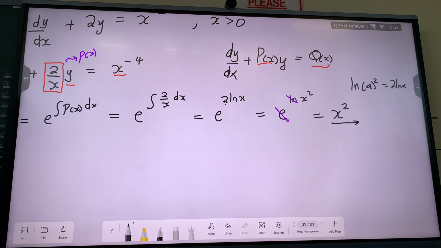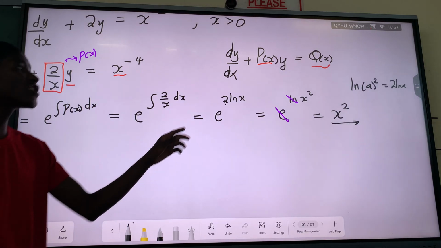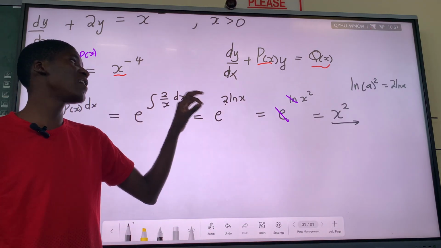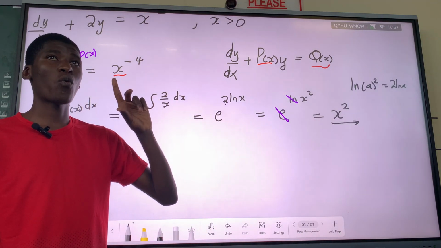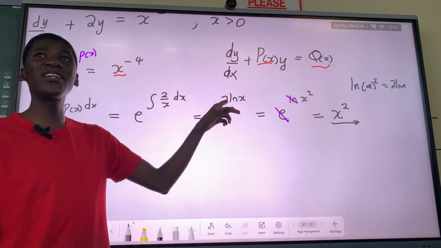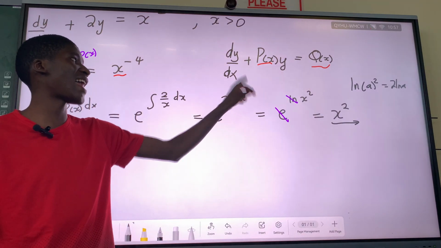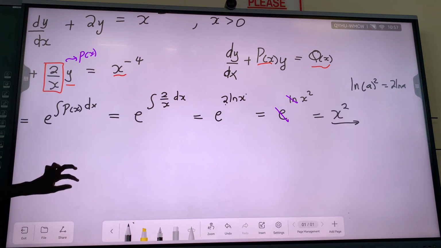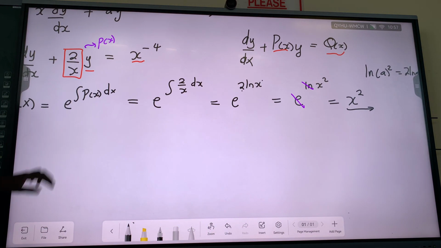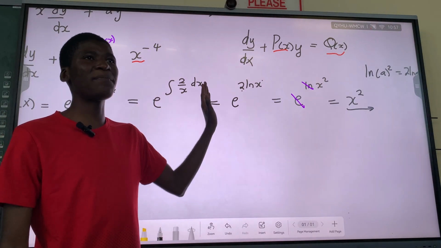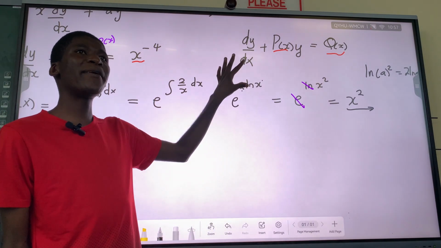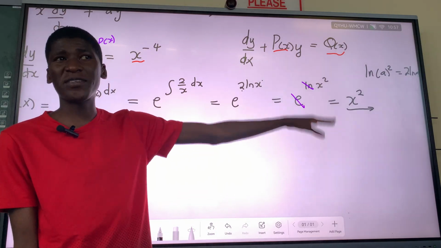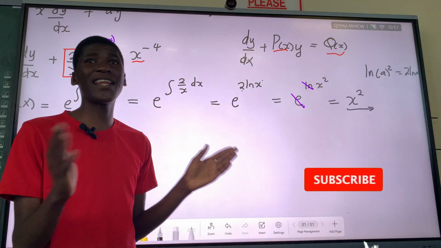So avoid this blunder. This is a blunder. Please, you cannot cancel ln with e unless the coefficient of your ln is what? 1. And if the coefficient is not 1, what do you do? You move it and leave it as an exponent. Then you can cancel. You remain with what you remain with. So that is your integrating factor. If you get stuck and can no longer simplify, you use your integrating factor, multiply by it and continue with the process. It happens that you must remember that it has to cancel.